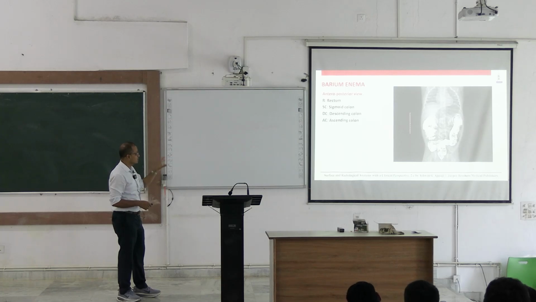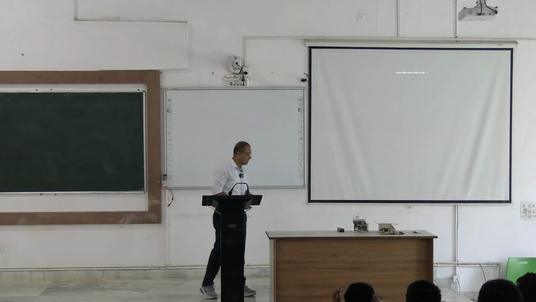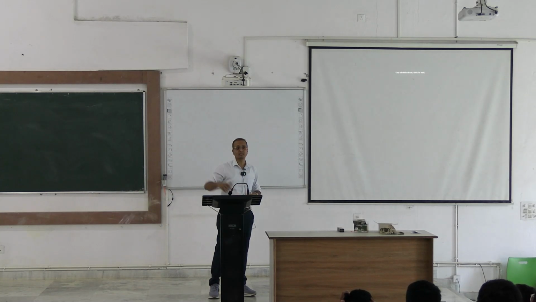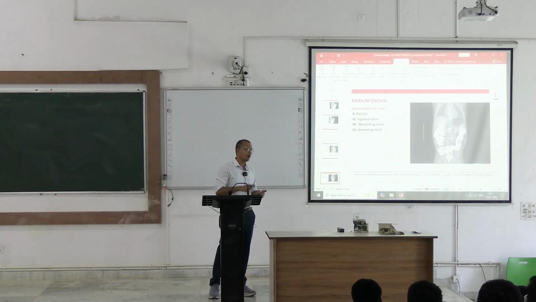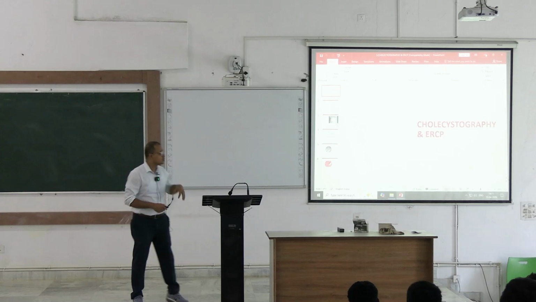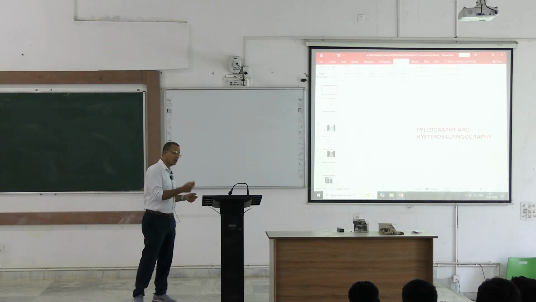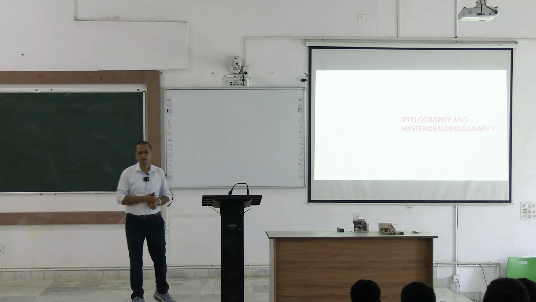So these are the kinds of special X-rays, one variety of them, besides the general X-ray of the abdomen that you have to go for. Next, if you are going to visualize the kidney system, like the kidney, urinary bladder and ureter, then also we are going to use something special. Again, we are going to use dyes.